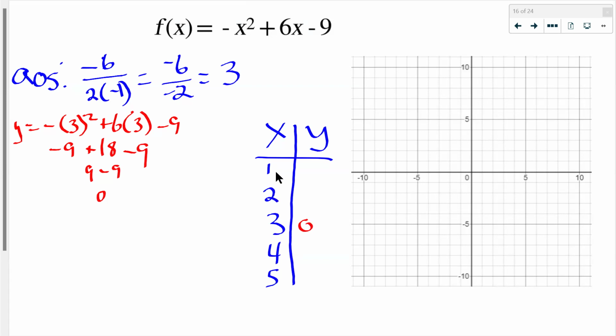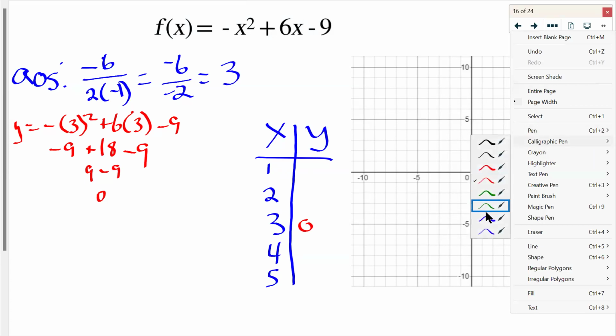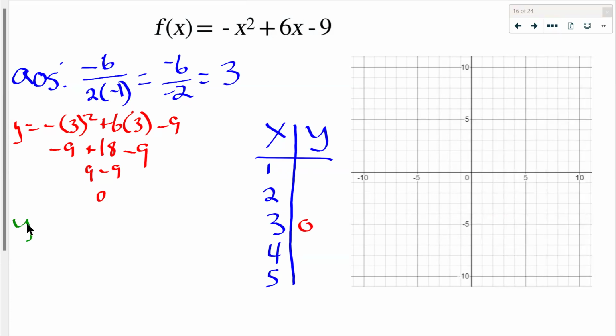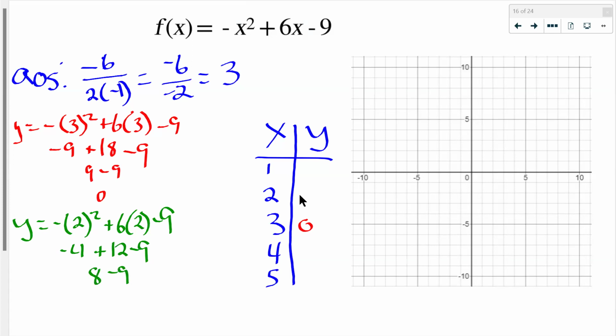Now, this is one where I don't have x as 0. So I can't just look at my C and say one of them's -9. I'm going to have to actually do all the math now. So let's do y equals, let's plug in 2. -2 squared plus 6 times 2 minus 9. 2 squared is 4. -4 plus 12 minus 9. This is 8 minus 9. 8 minus 9 is -1. Those two are the same.